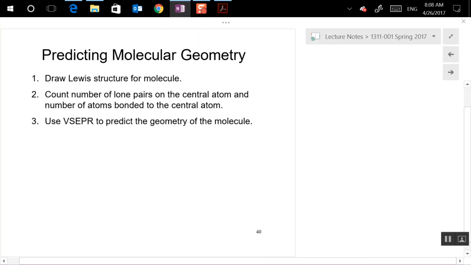So if we're going to predict the molecular geometry, first thing we have to do is draw the correct Lewis structure, because it would be very difficult to identify it without drawing it. Okay. Count the number of lone pairs on the central element, number of atoms bonded to the central element, and then you would use VSEPR or your chart to identify the geometry of the molecule.